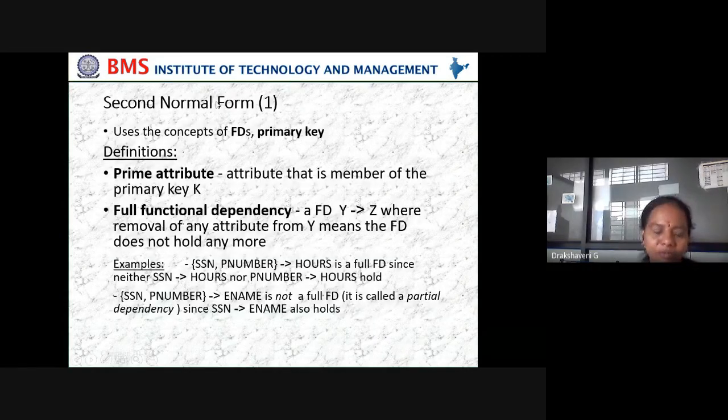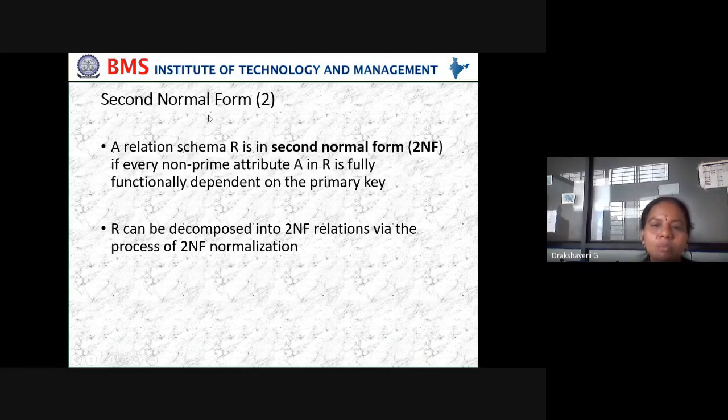And what does the second normal form say to us? The second normal form uses the concepts of functional dependency, primary key, prime attribute, and fully functional dependency. A relation schema R is in second normal form if every non-prime attribute A in R is fully functionally dependent on the primary key. Then R can be decomposed into 2NF relations via a process of 2NF normalization.